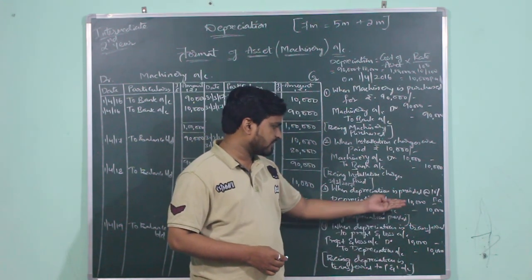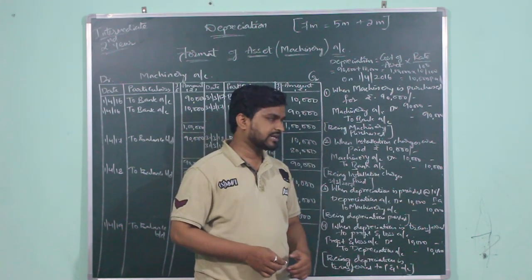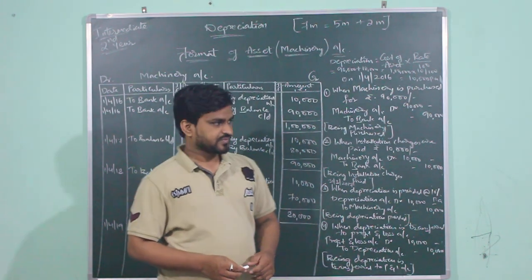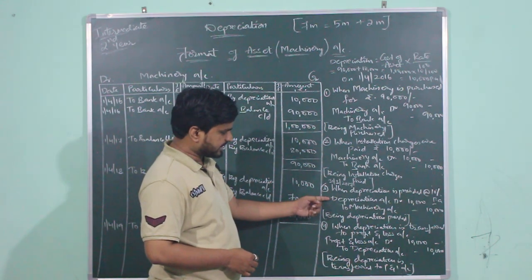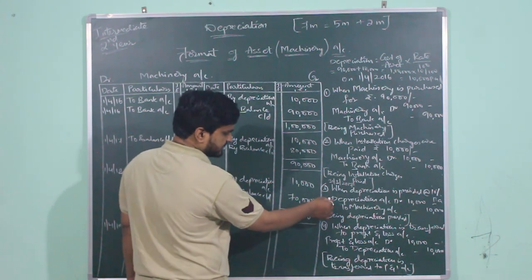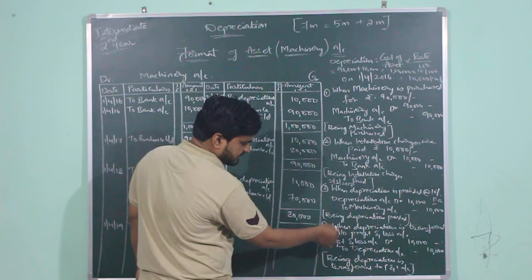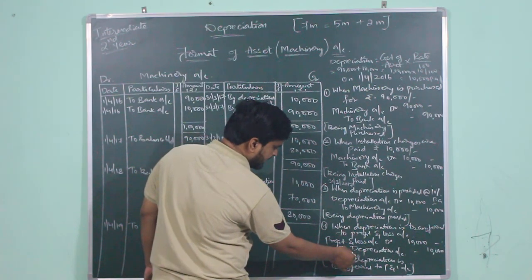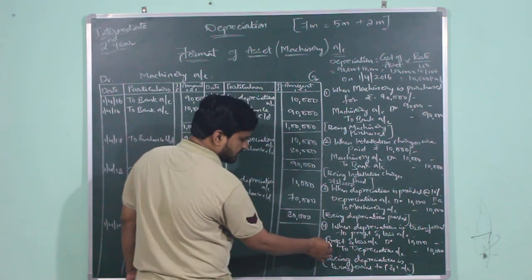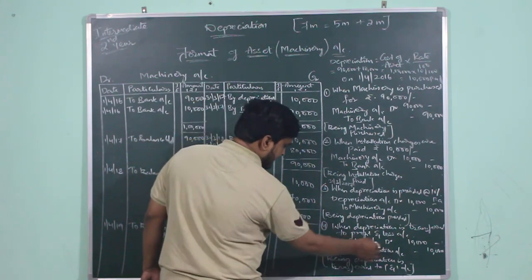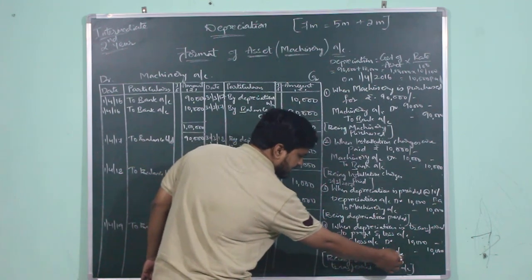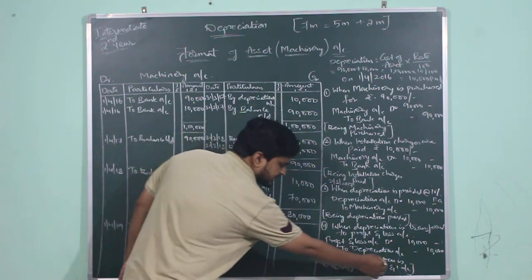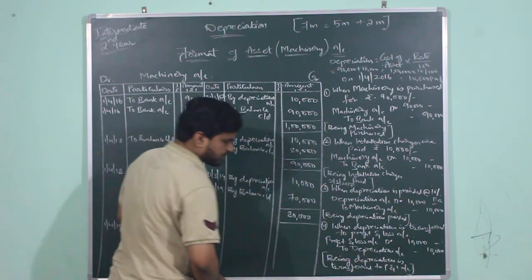The amount which we have provided as depreciation, the same amount should be transferred to profit and loss account. When we provided depreciation, it was recorded on the debit side of the journal entry. Now as we are transferring the depreciation to profit and loss account, depreciation will be recorded on the credit side of the journal entry, and profit and loss account will be debited. The journal entry will be profit and loss account debit 10,000 to depreciation account 10,000, being depreciation is transferred to profit and loss account.